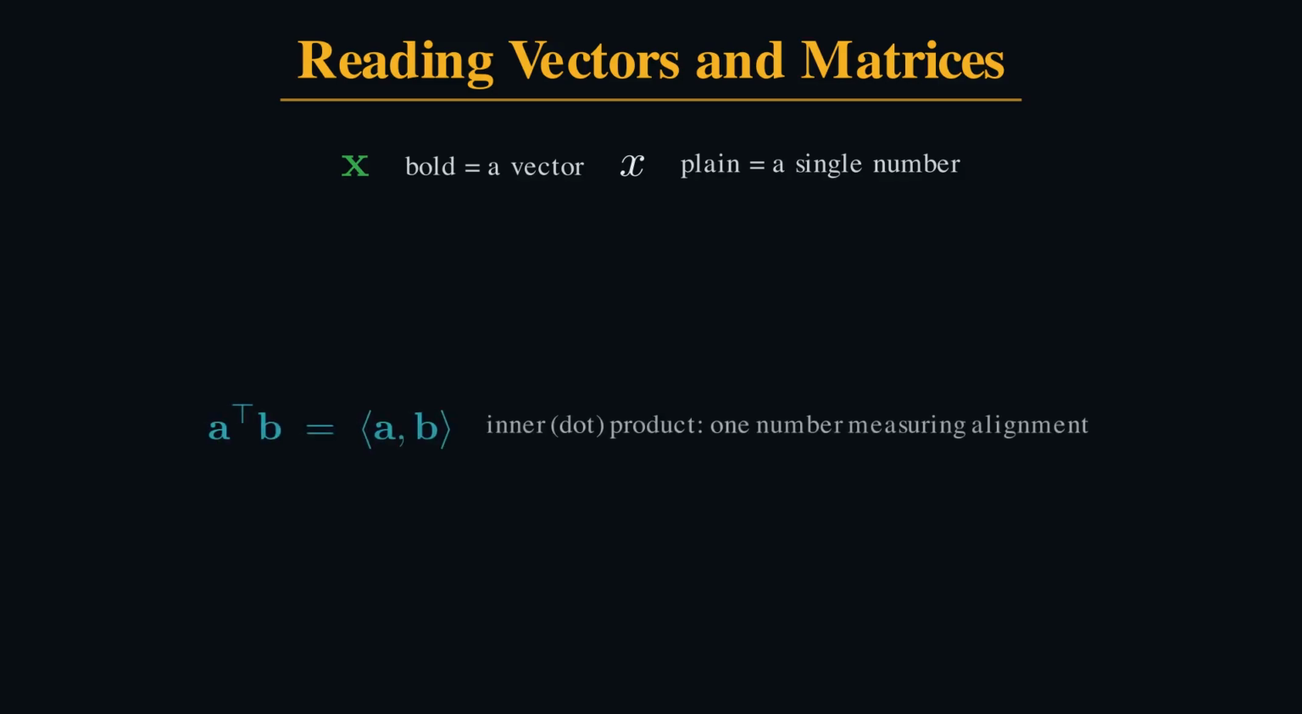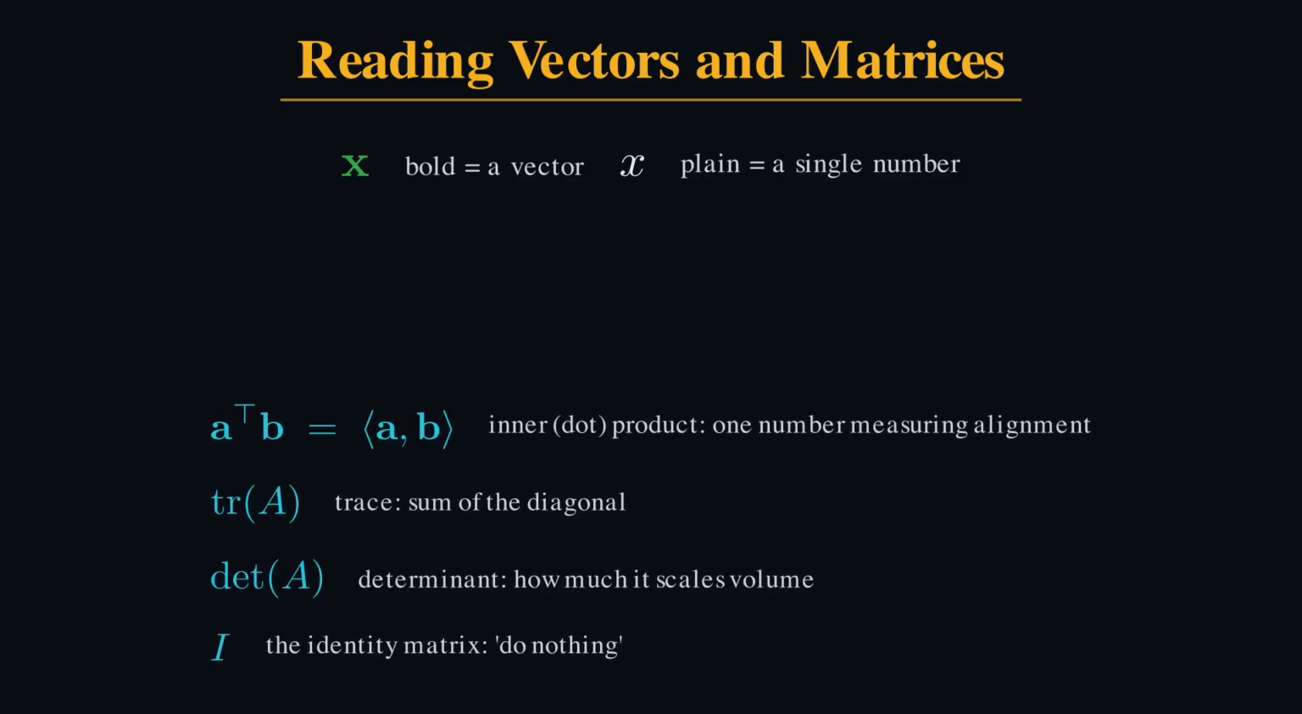In linear algebra, typography carries meaning. A bold lowercase letter is usually a vector, a whole list of numbers, while a plain letter is a single number, a scalar. Capital letters are usually matrices. This convention alone removes half the confusion in a paper. A few more you will lean on. A transpose B, also written with angle brackets, is the inner or dot product. It collapses two vectors into one number measuring how aligned they are. We will explore this deeply in Season 1.